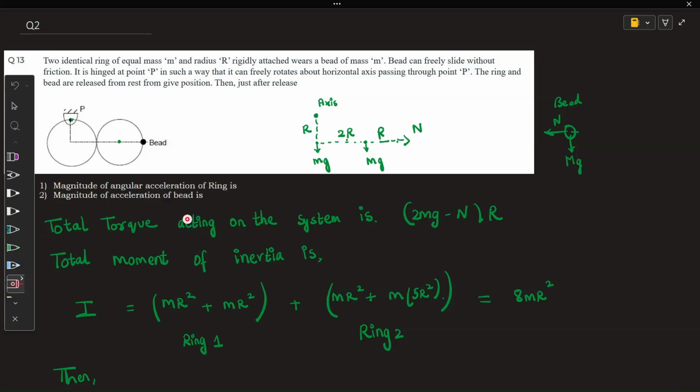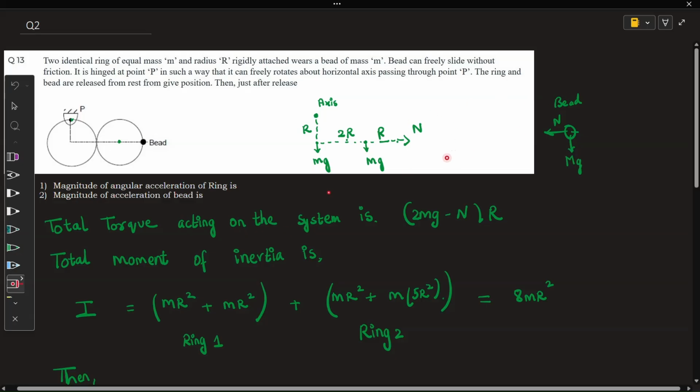Simple. Let's first write the total torque acting on the system. Why am I writing it? Because the path is not clear on how to solve this particular question, so let's first start with what we have. The total torque acting on the system is mg into 2r, which produces clockwise torque, and the normal reaction N produces anti-clockwise torque. The torque due to this is 0 because it passes through the line joining the axis. So minus N into r. This is the total torque.